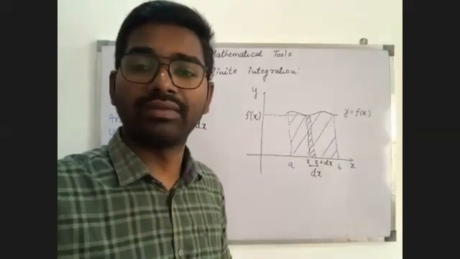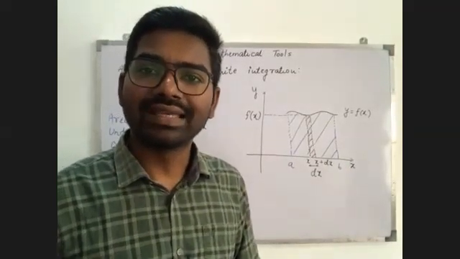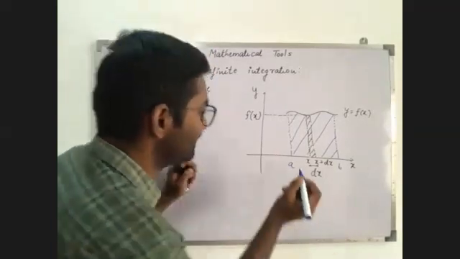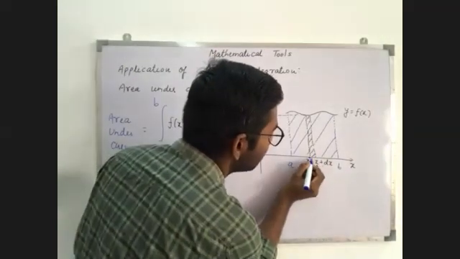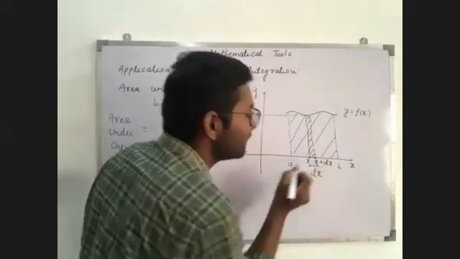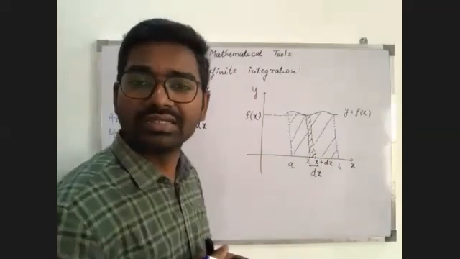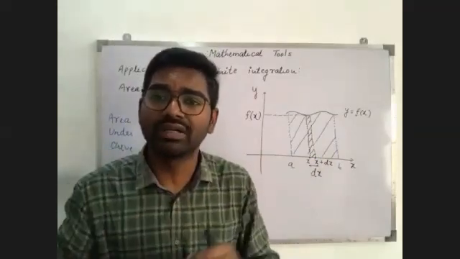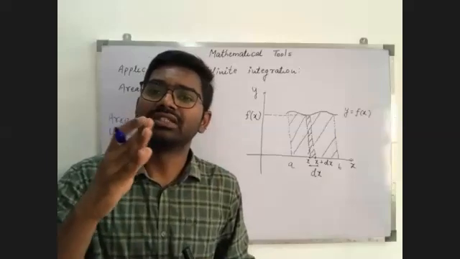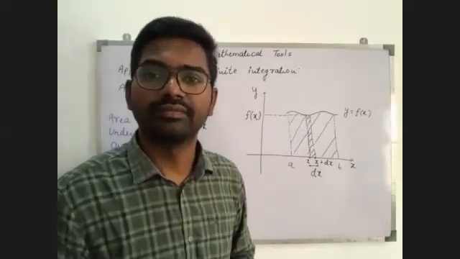Now a few people are having doubts. Let me see. What is x plus dx? Look here, this is point x, and at a very small distance, this is another point which is going to be x plus dx, because dx is a very small quantity. If x is 2, x plus dx is 2.0000 something.